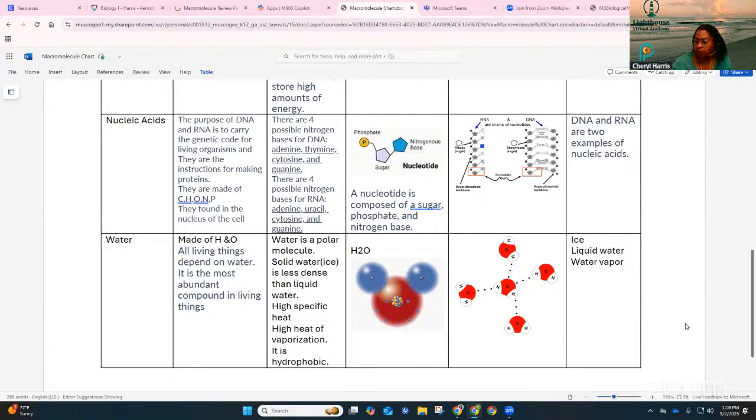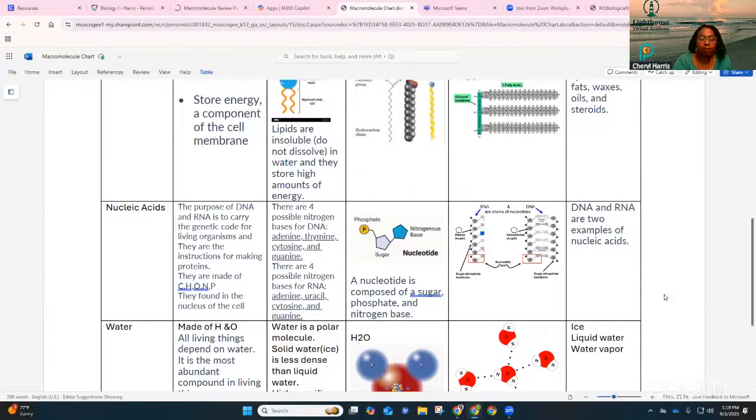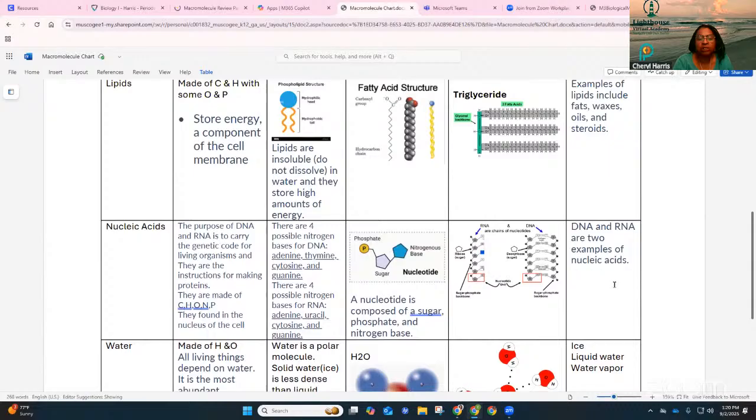The unique thing about water is it exists in all three states of matter. You can have liquid water, you can have solid water, you can have gas water. Nucleic acids are the only ones that are not food. They are found in the nucleus of the cells. Make sure you have that. Okay. They give the instructions for making proteins, but they are not something that you would find in a food item. They are found in the nucleus of the cell.